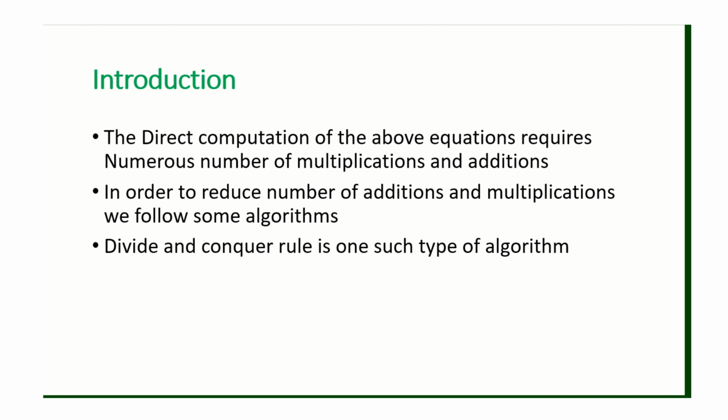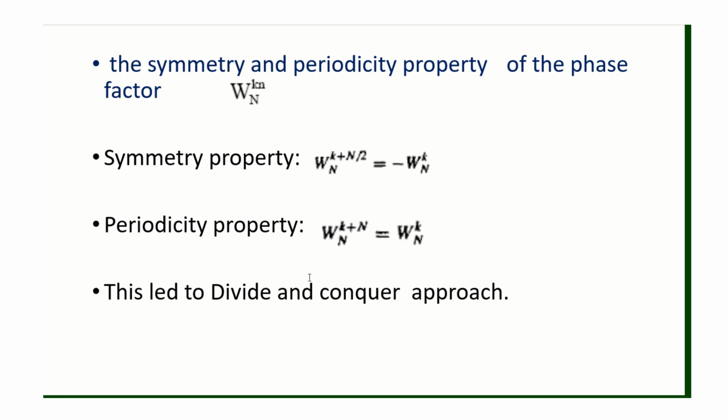Before we move to the algorithm, let's recall the symmetric and periodic properties, which are basic for computation in the divide and conquer approach. If you want a clear idea about the properties, please go through the links mentioned in the description. The symmetric property is given by omega N power k plus N by 2 equal to minus omega N power k, and the periodic property is given by omega N power k plus N equal to omega N power k. These two properties led to the divide and conquer approach.